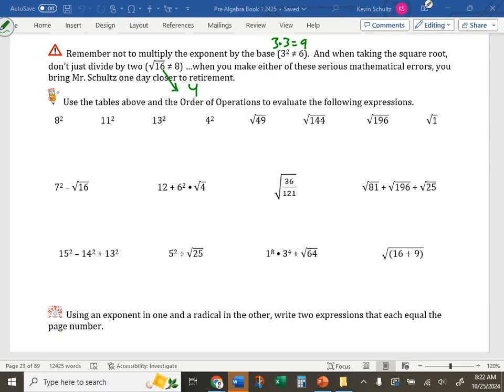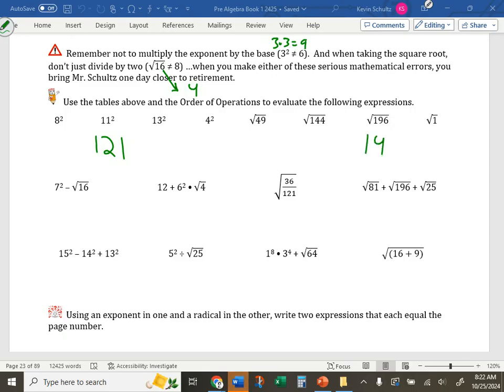So it says, use the tables above and the order of operations to evaluate the following expressions. These, you can just look at the table for, so I don't really want to go over many of them, but if you see 11 squared, that means 11 times 11, right? Which equals, look at the top if you don't know, 121. It's just kind of regurgitating that. The root of 196, what times itself is 196? 14, it says in the table at the top, okay?